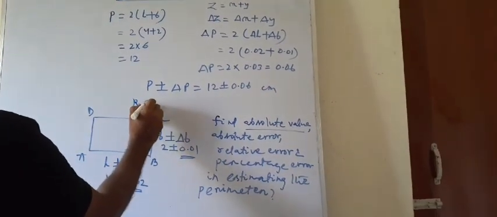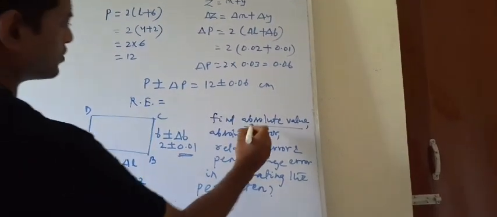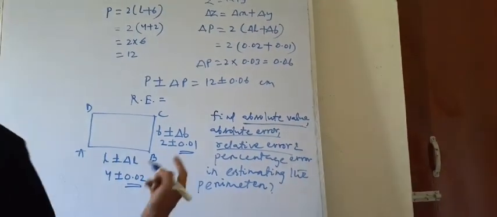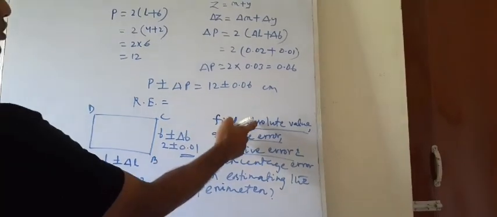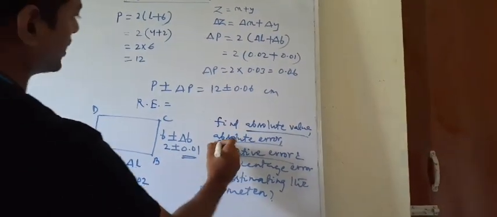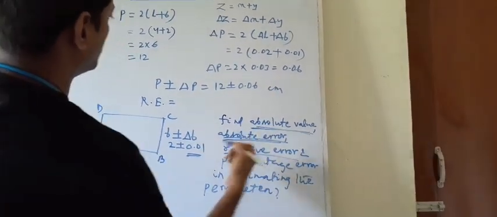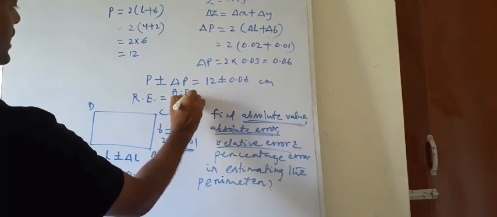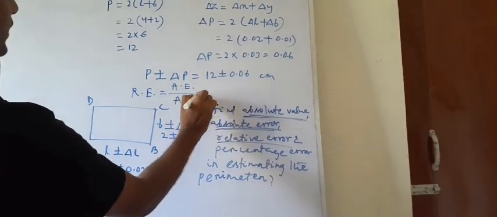So what is my relative error? I have found the absolute value, I have found the absolute error. Now I want to find the relative error. Relative error is nothing but absolute error divided by absolute value. So I am writing in short form: absolute error divided by absolute value.